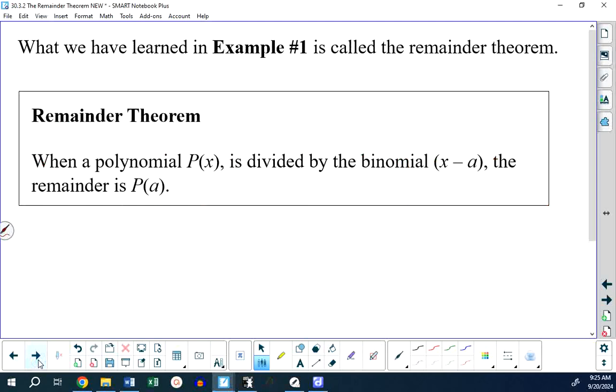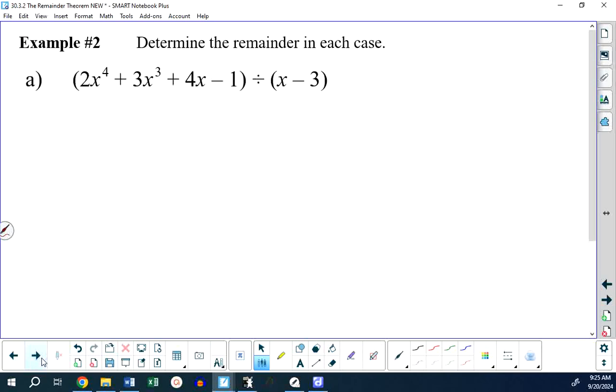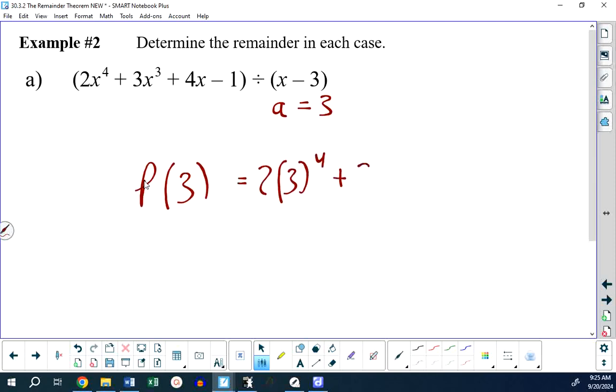All right, we're going to run through some examples here. The remainder theorem says when you divide a polynomial by x minus a, the remainder is p of a. I'm using p of x and p of a here. So if I said to you, what is the remainder here? What I do not want you doing is synthetic division. If that's the only goal, what we need to do is find p of 3. Because a is 3. That means we need to take 2 times 3 to the 4 plus 3 times 3 cubed plus 4 times 3 minus 1.